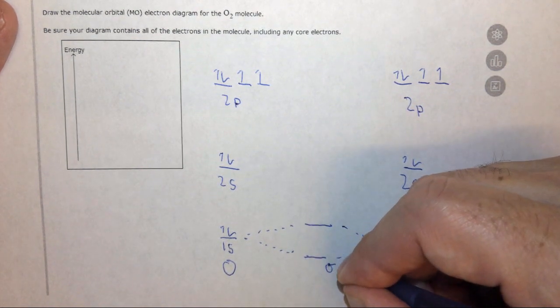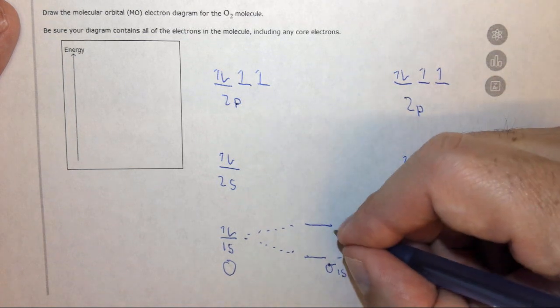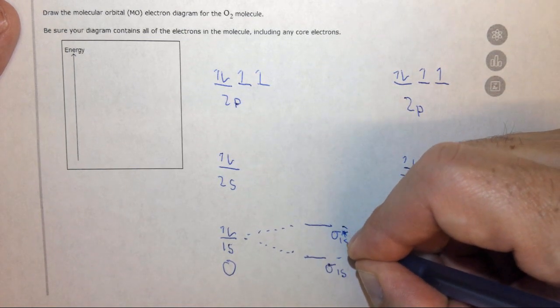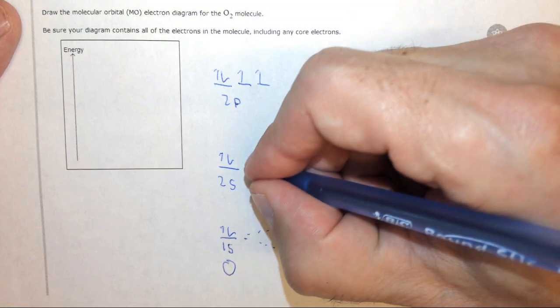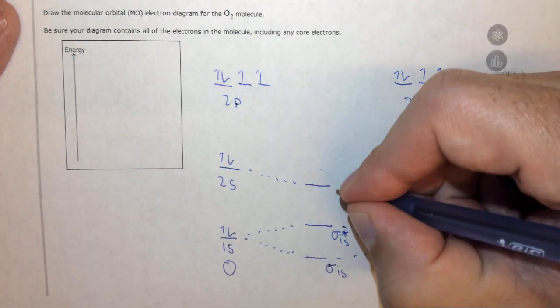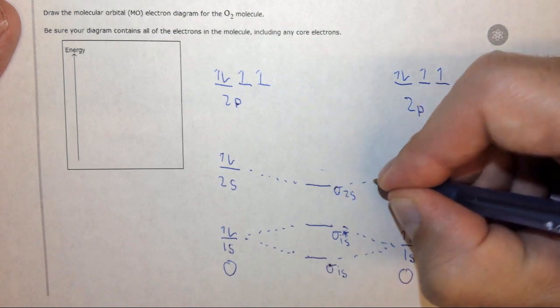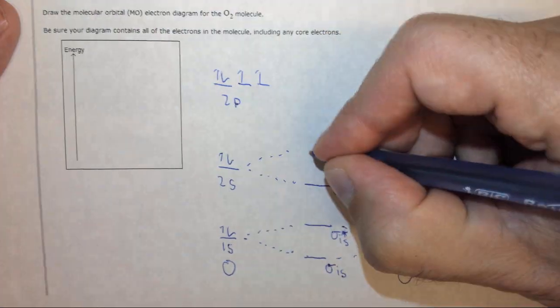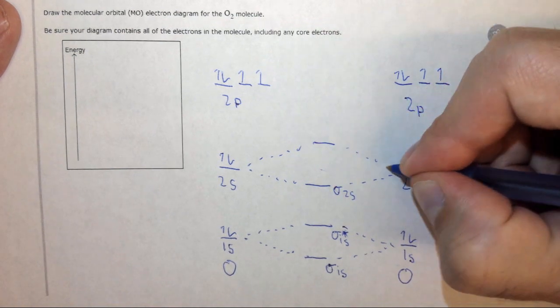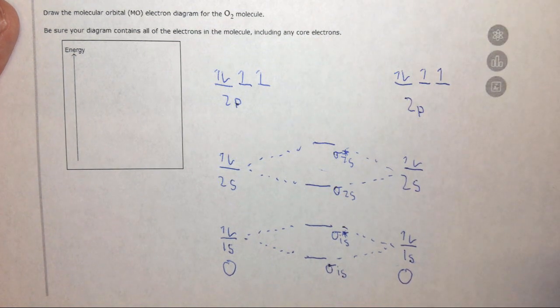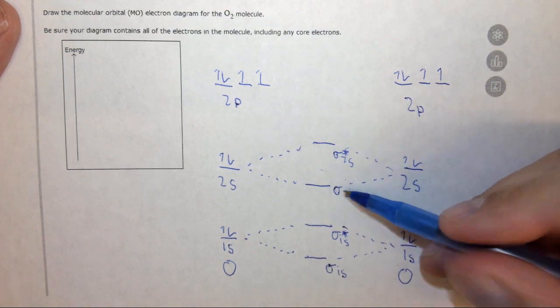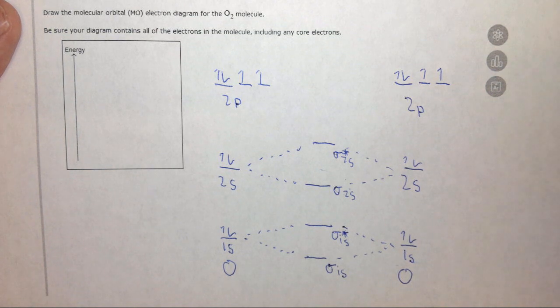So this is a sigma 1s, where it's lowered in energy, and this is a sigma star 1s, where it's higher. So bonding and anti-bonding, or constructive interference and destructive interference. It's the same for a 2s orbital. We can have a sigma 2s, lower in energy, and a sigma star 2s, higher in energy. So bonding and anti-bonding, constructive interference, and destructive interference.